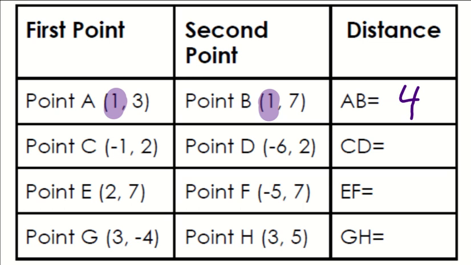This time the common number is the 2. It's the y value. So we're not using the y value. We're going from -1 to -6. How far is it from -1 to -6? 5. Basically, if these signs are the same, like they're on the same side of 0, both positive or both negative, you're kind of subtracting those two numbers from each other. All right, go ahead and try E and F and G and H.